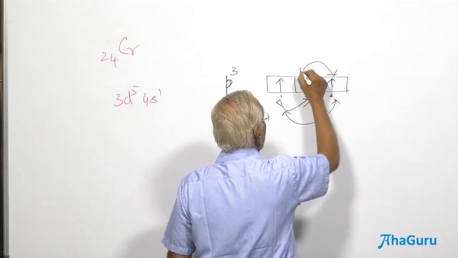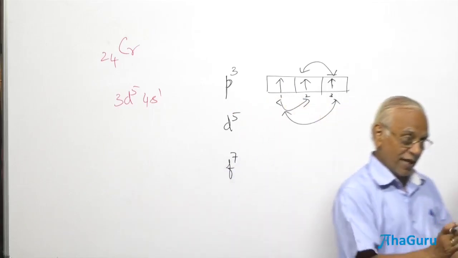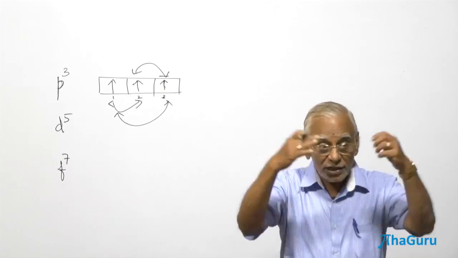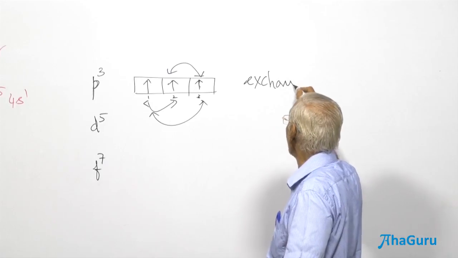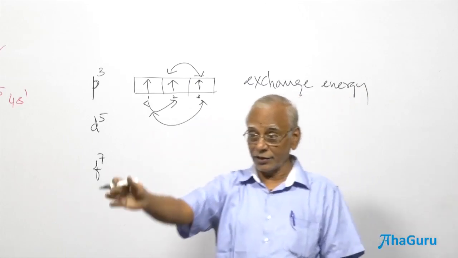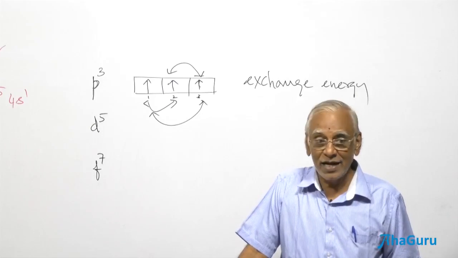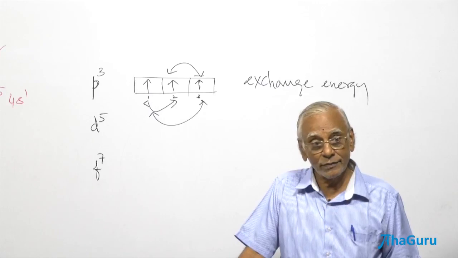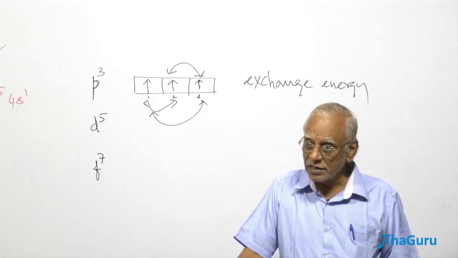Then these two also can change. Why should they change? When they change their place, energy is given out, and that energy is called exchange energy, and that is exothermic reaction. Are you with me when I say energy is reduced, stability increased? Do you agree with me? As the energy decreases, stability increases.